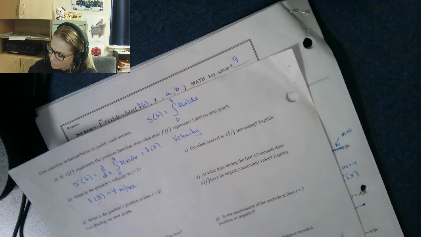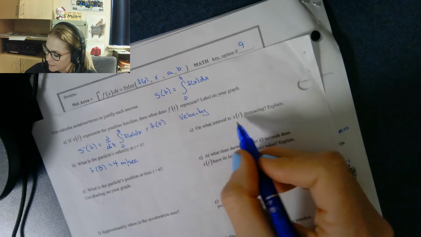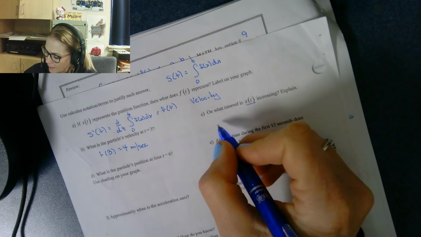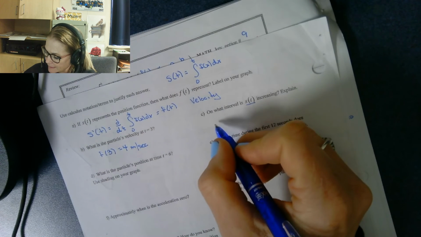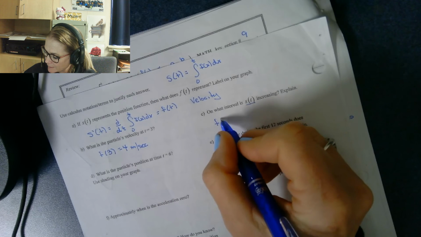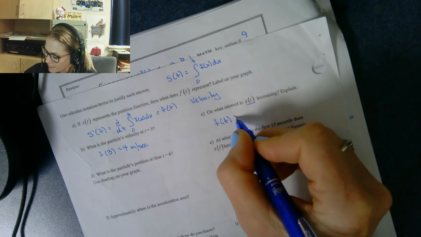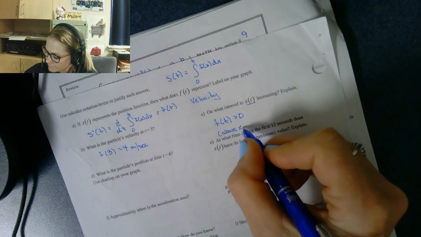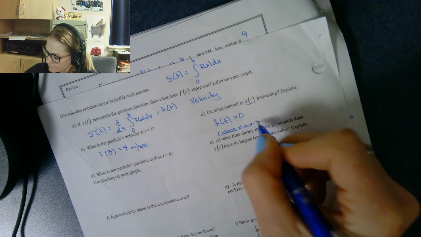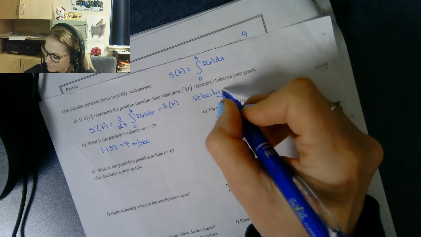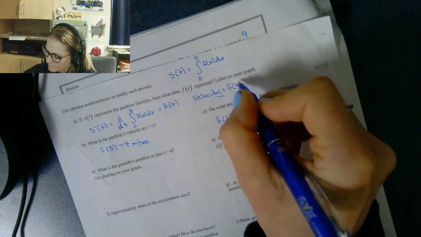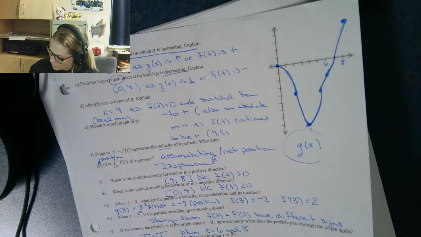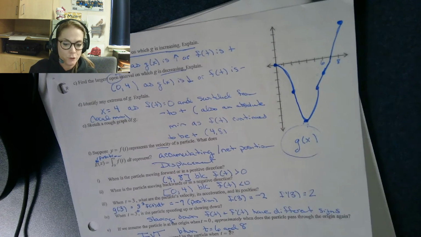Okay, on what interval is s of t increasing? Okay, so remember that's the velocity graph, so we're looking for where the velocity graph is positive. So f of t positive, which means above the x-axis. Okay, so where are we above the x-axis? We are above the x-axis from 0 to 6.